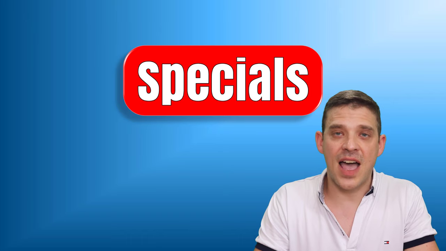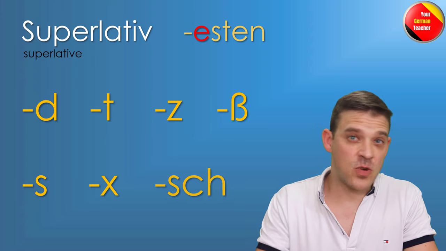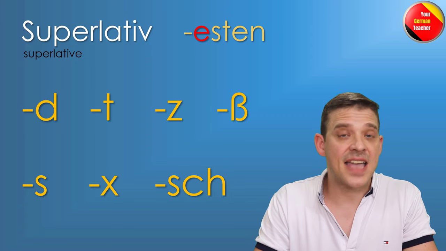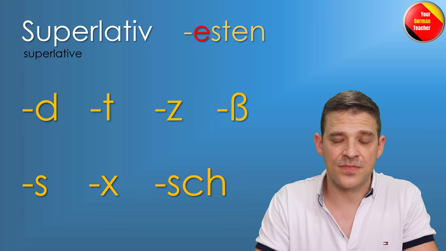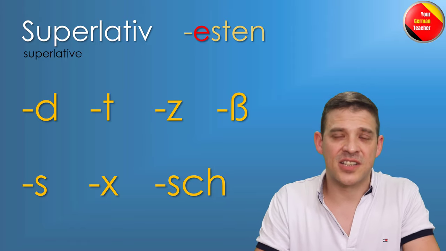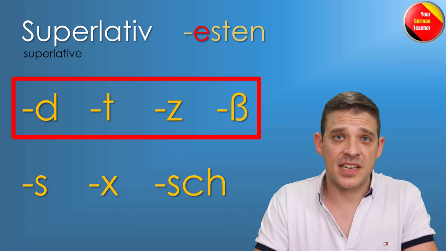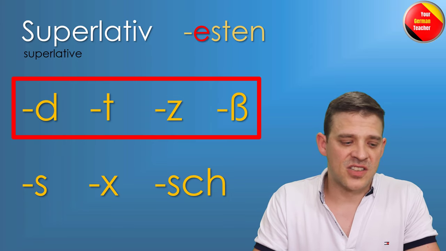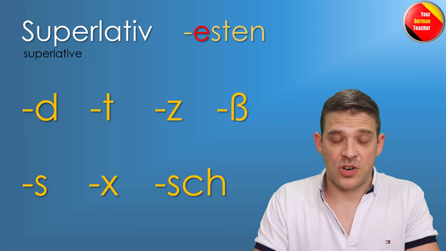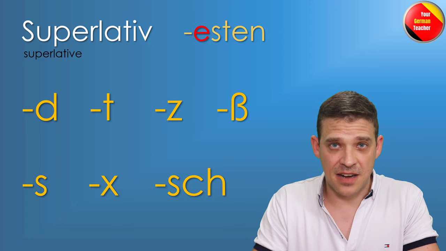And Superlative also has a special rule. If you have adjectives ending with those letters D, T, Z, SZ, SX and SCH, again, adjectives ending with those letters, except SCH, there are some exceptions, but the important thing is the first line. The first line is important because there are not too many adjectives ending with SX or SCH. But what is important, you have to add this ESTN. There is an E in front of the sten.